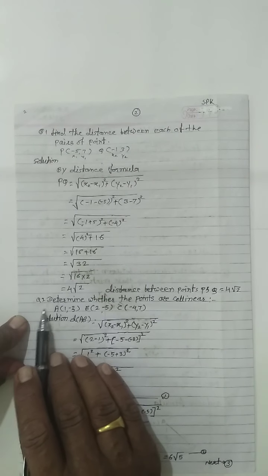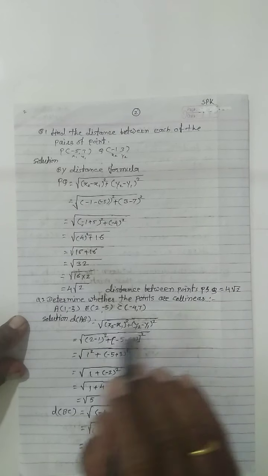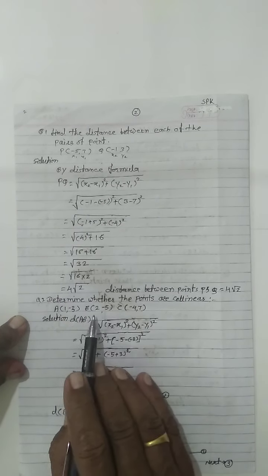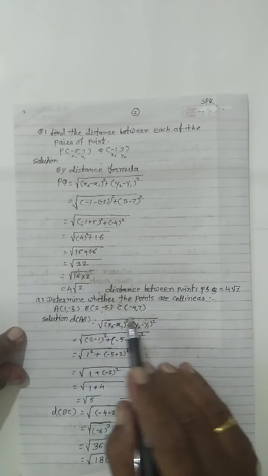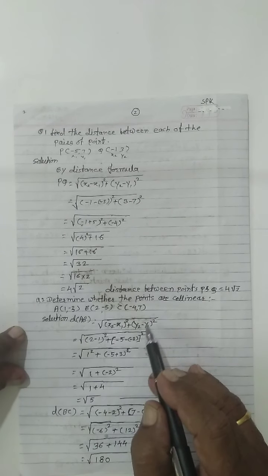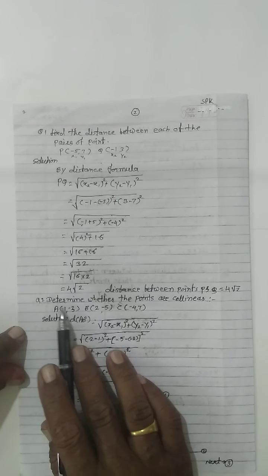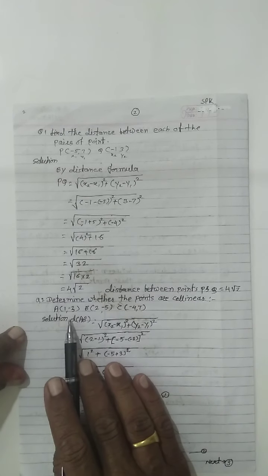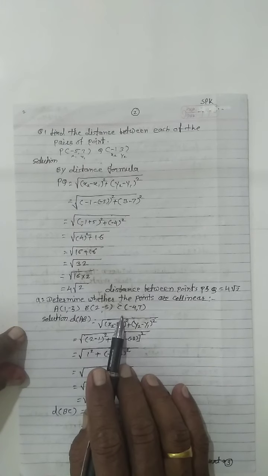Then see the second question. Determine whether the points are collinear. A has coordinates (1, -3), B has coordinates (2, -5) and C has coordinates (-4, 7). Then find the solution. For the solution we find the distances. To determine whether the points are collinear, we must find the distances AB, then BC and then AC.